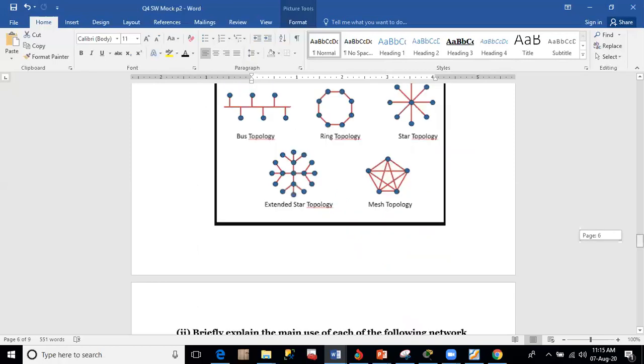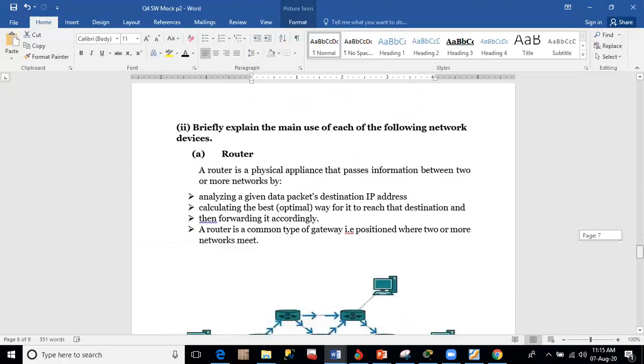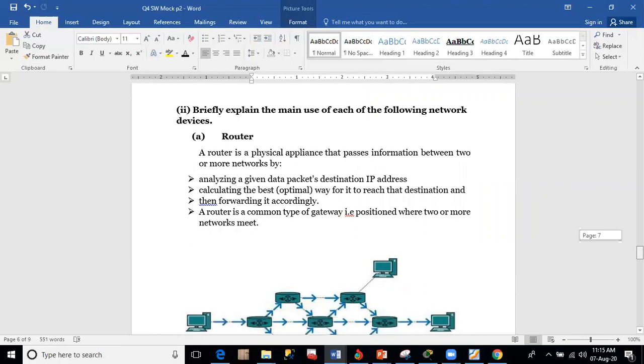The next question: briefly explain the main use of each of the following network devices. Let's start with the router. A router is a physical appliance that passes information between two or more networks by, first point, analyzing a given data packet's destination IP address.